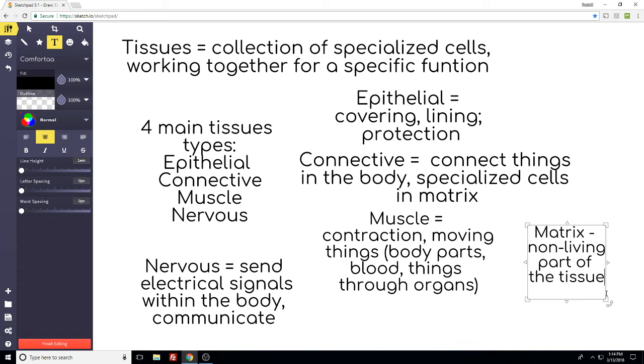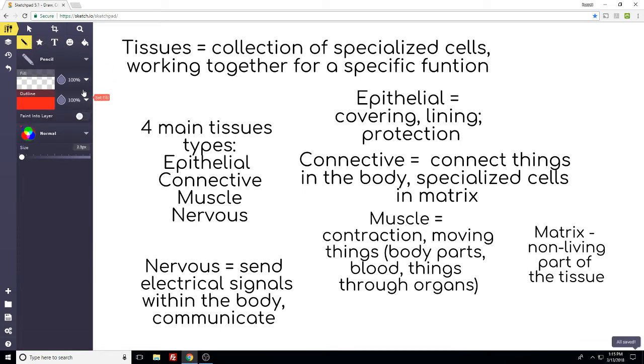It is calcium phosphate crystals and protein fibers, collagen fibers, that are making up the majority of that tissue. And those non-living parts, the protein and the calcium phosphate crystals, that's the matrix. So matrix is going to be a term that we're going to need to know for connective tissue, and we'll talk more about that.